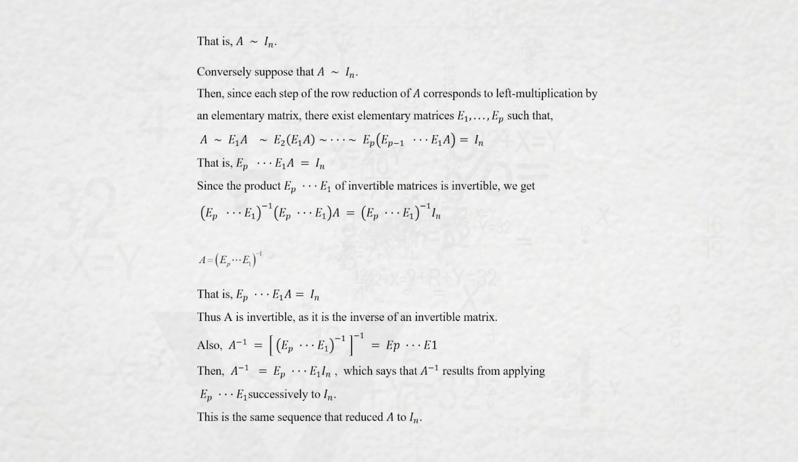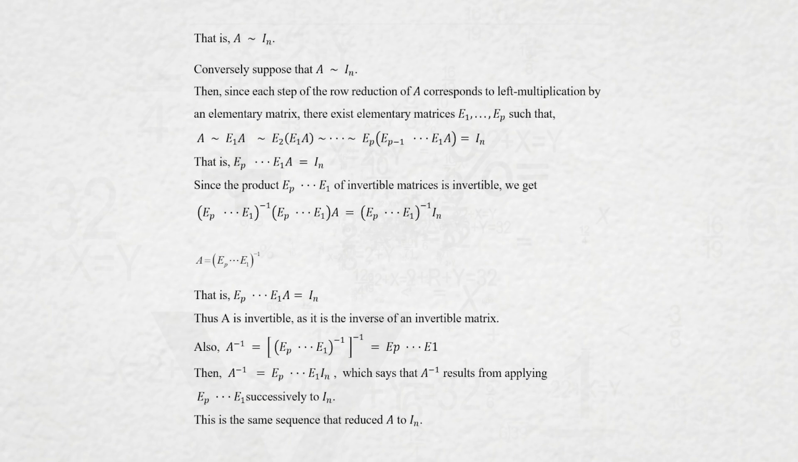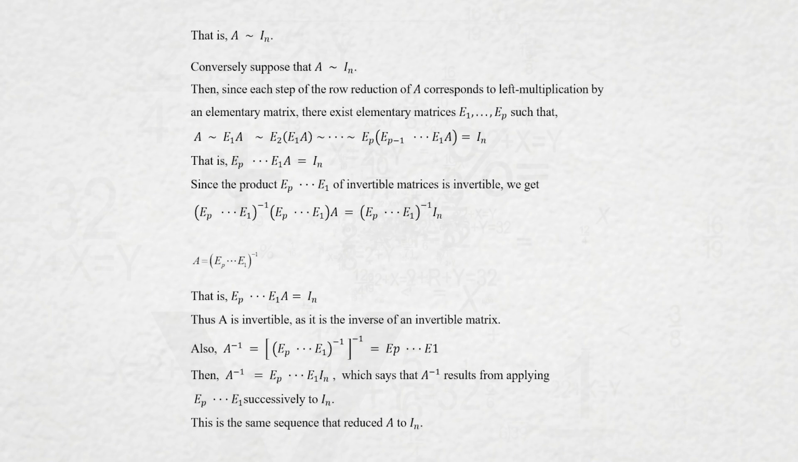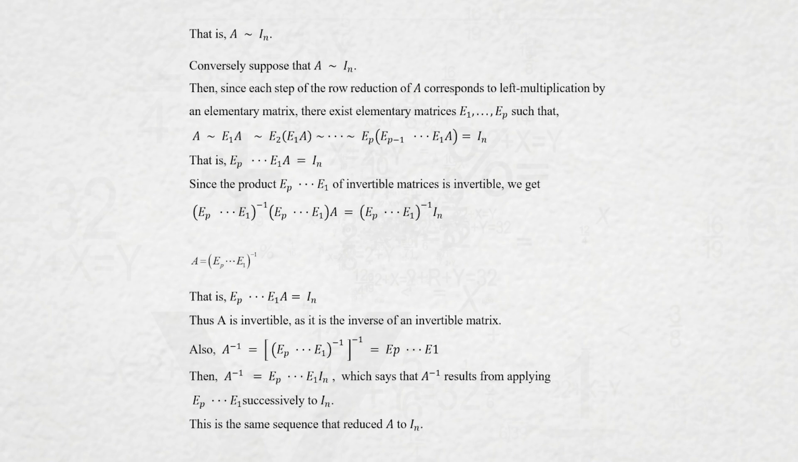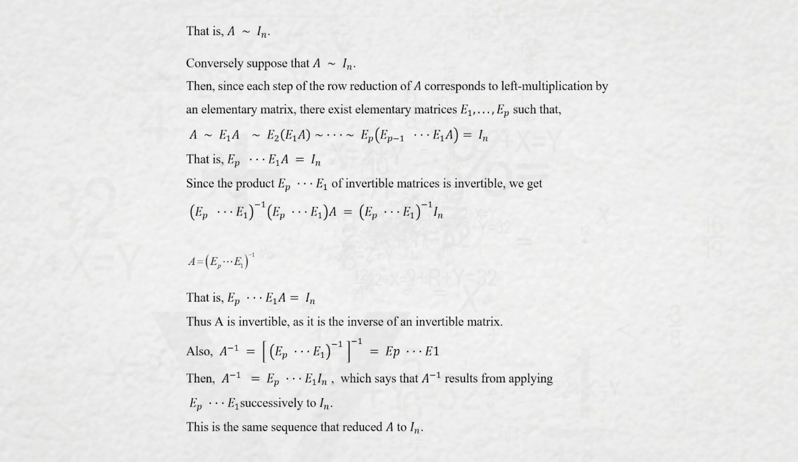Also, A inverse is equal to Ep up to E1 inverse the whole inverse, which is equal to Ep up to E1. Then A inverse is equal to Ep up to E1 times I_n, which says that A inverse results from applying Ep up to E1 successively to I_n. This is the same sequence that reduced A to I_n.